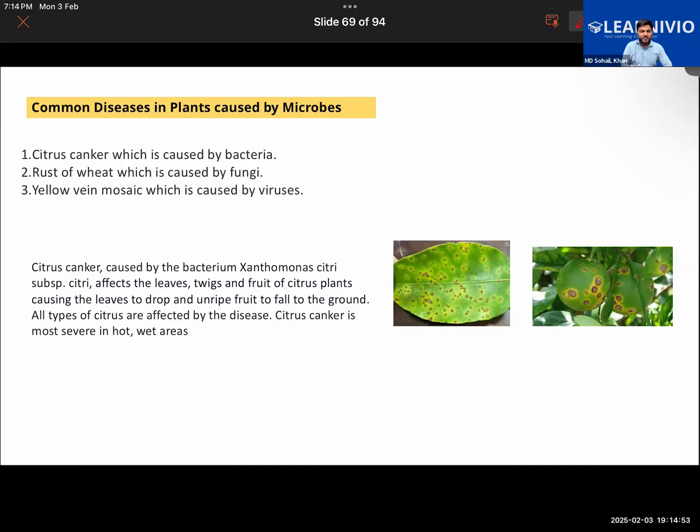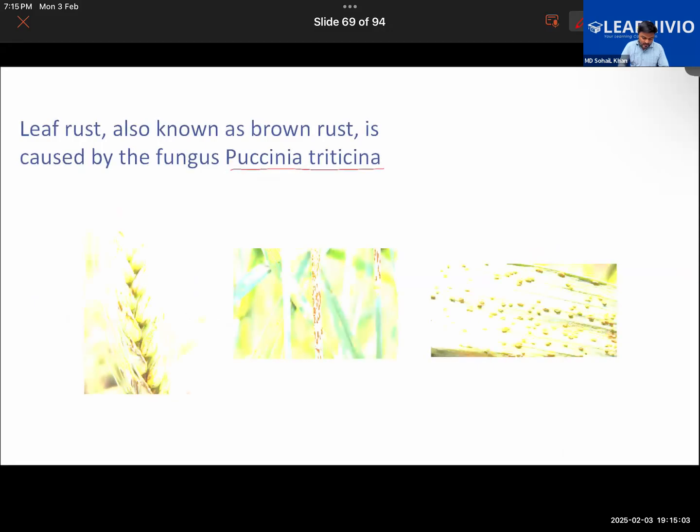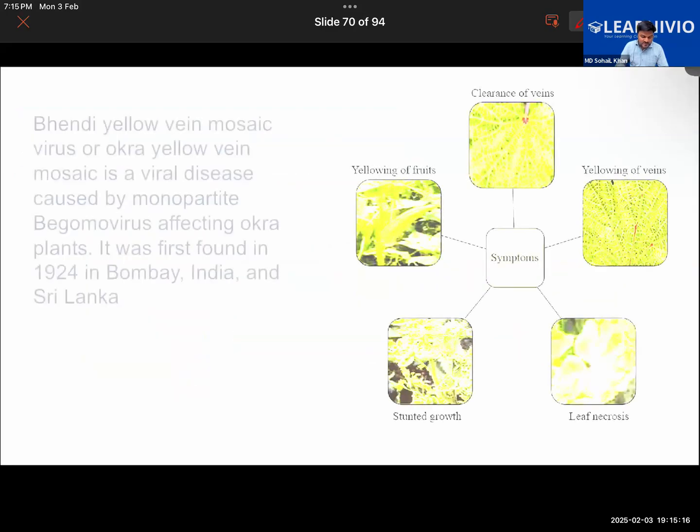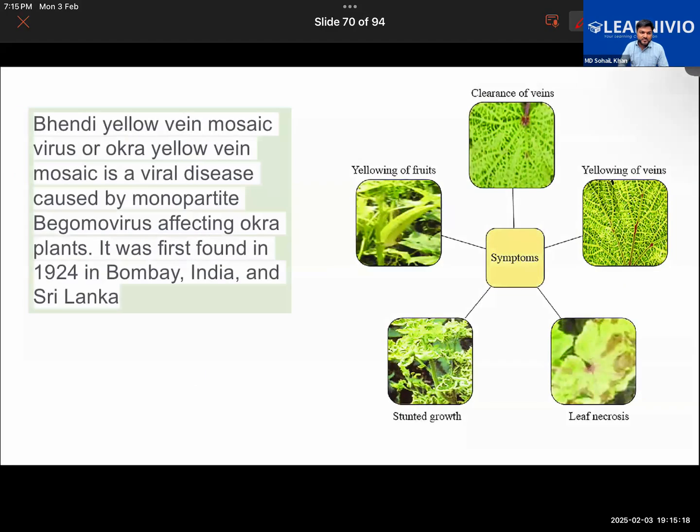Yellow vein mosaic, particularly, is seen in the case of ladyfinger, right? So yellow vein mosaic is caused by viruses. Okay. Wheat rust or leaf rust or also brown rust, basically it is caused by a fungus. The name of the fungus is Puccinia triticina. Okay. Then as for this yellow vein mosaic, that is basically in okra.